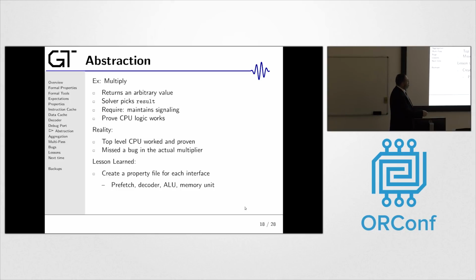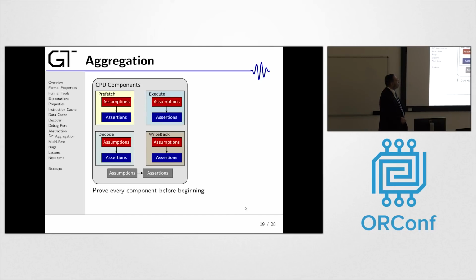Lesson learned: create a property file for every interface that defines both sides of the interface. When you're proving the CPU, you use one half of that property file. When you're proving the multiply, you use another. That would apply to the prefetch, the decoder, the ALU, and the memory unit. I still haven't done that. This is what I would have done, because I got caught on that interface.